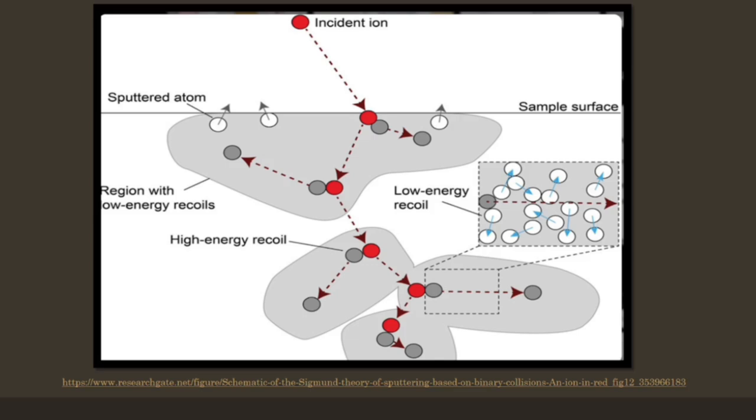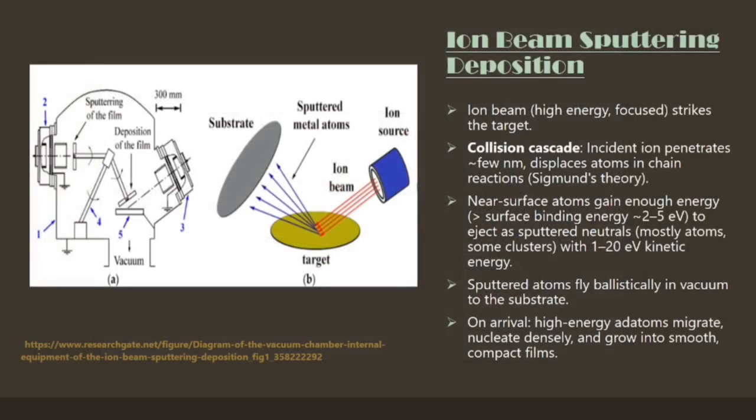After the atoms come out of the target surface, they travel in high vacuum. I'll show you. These blue lines indicate the atoms coming out of the target surface. They travel in high vacuum where there are no gas molecules, so there is no loss of energy by collision.